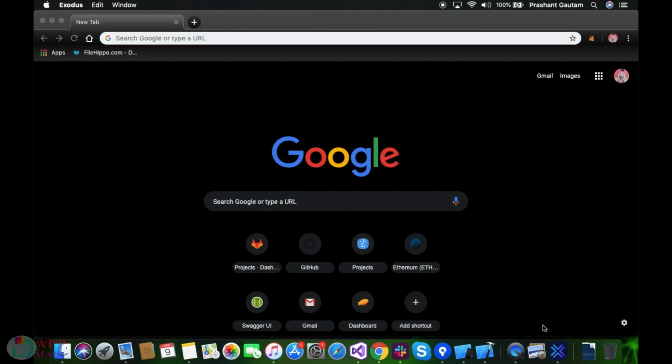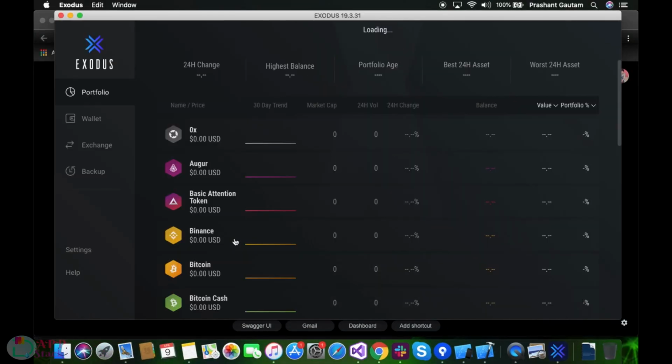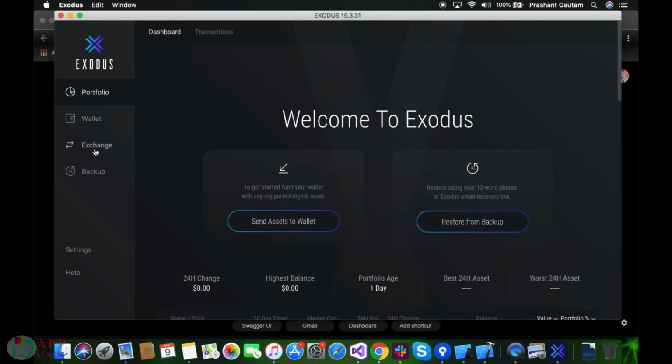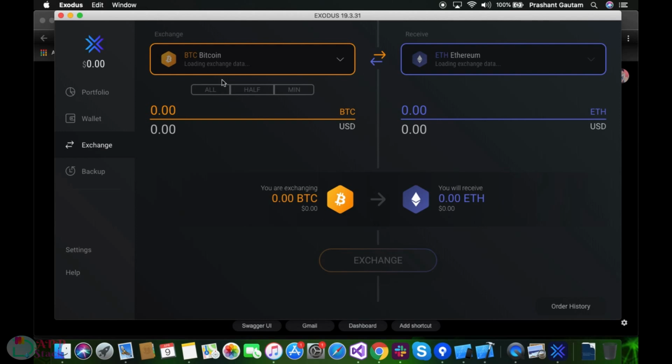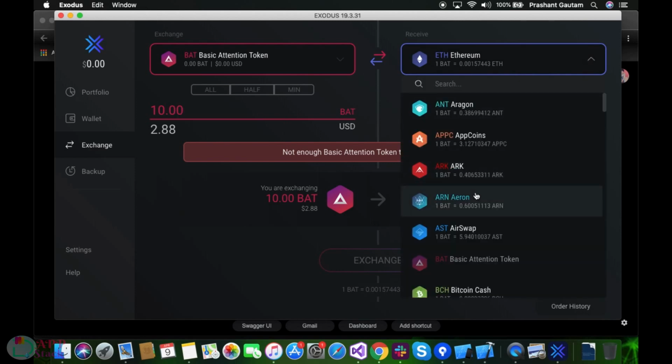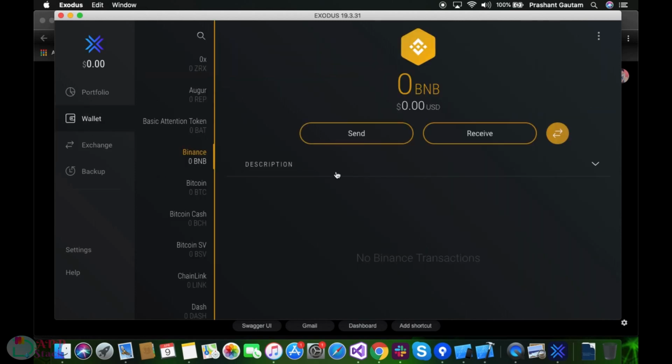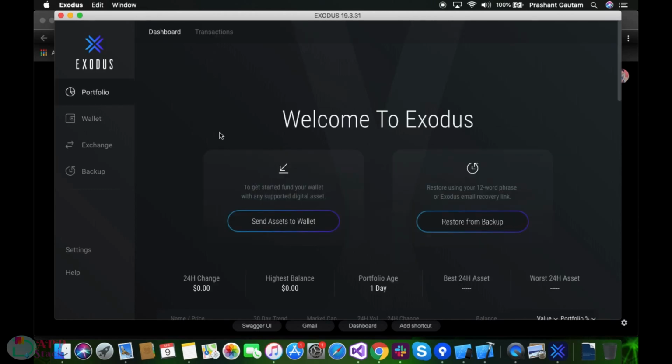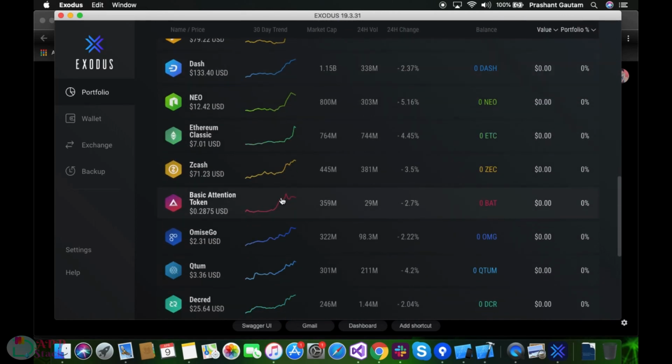Now I am opening Exodus. Exodus is a multi-currency, well-designed wallet for cryptocurrencies. It provides exchange of money between various cryptocurrencies. You can select any type of cryptocurrency here. This wallet feature provides you a secure wallet to store your money. Here are listed various currencies running in the market.